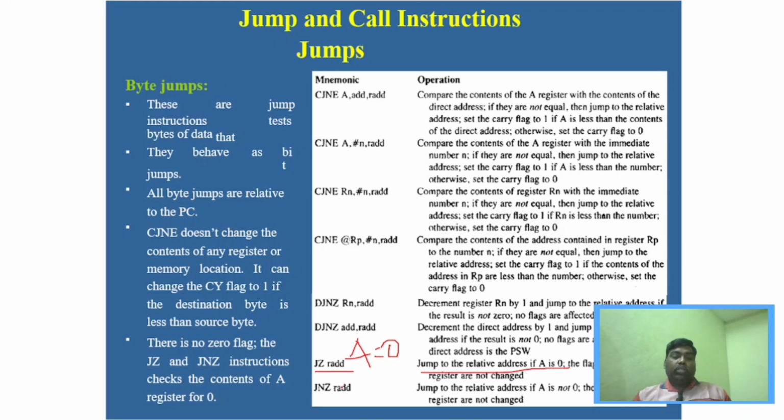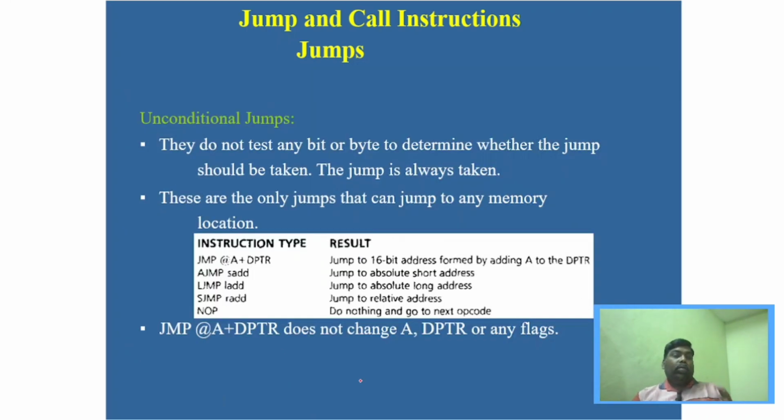And this is just the opposite of this one, that is JNZ relative address. That is, jump if not 0. It will jump to this relative address if A is not equal to 0. So this is about the conditional jump instructions. So far what we have seen is conditional jumps, about bit jump as well as byte jump. And now we will see about unconditional jump.